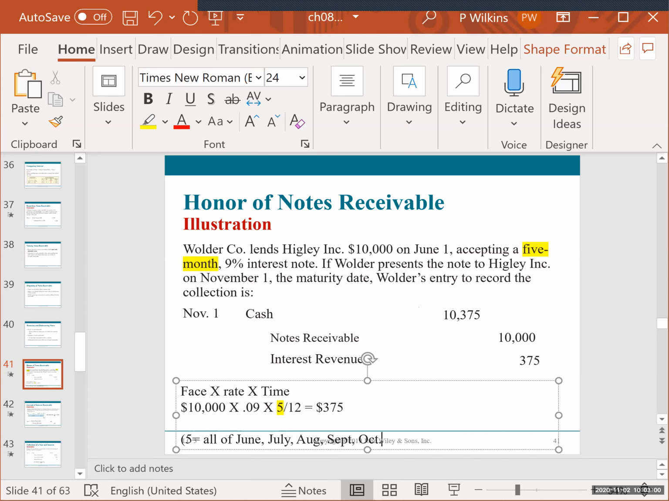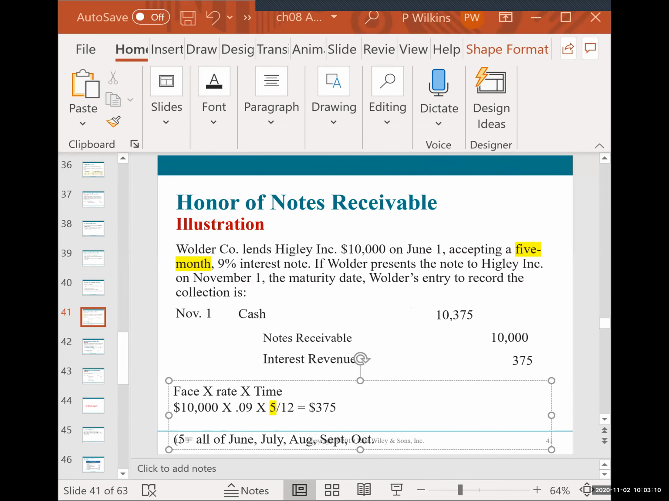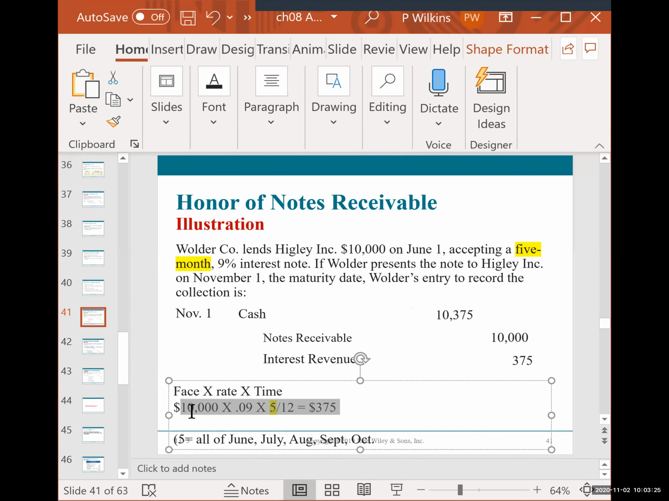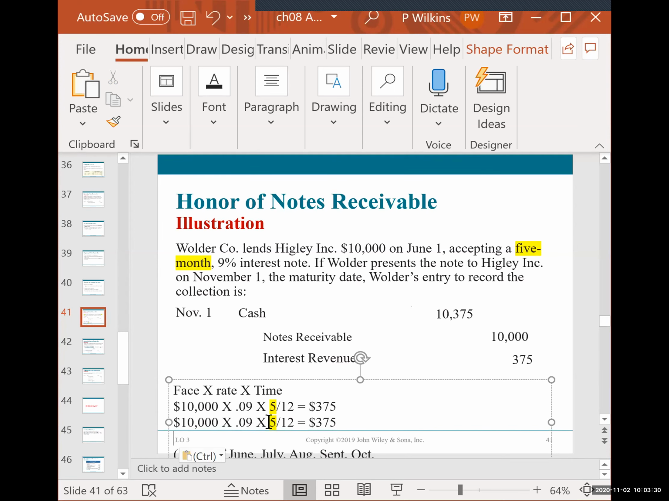5 months, 5/12. Now you have to convert the 5/12 into decimals in order to get this into the right format that you can calculate. All right, so where's my calculator here? 5 divided by 12 is 0.41666. So our problem actually becomes $10,000 times 0.09 times 0.41666. Okay.